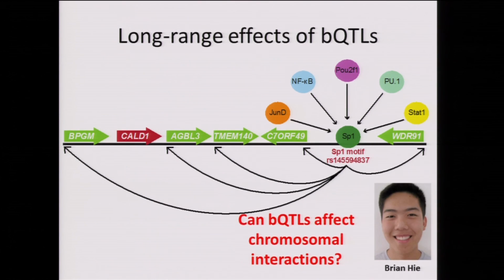So now, Brian He, who's an undergraduate in the lab, decided to ask a separate but related question. So we can see that bQTLs have effects on genes determined by their long-range interactions, as I just showed you. But a separate question is whether bQTLs can actually affect the chromosomal interactions themselves. And this is something we really didn't know what to expect for, because CTCF, this protein that I just mentioned, has a very well-established role in determining which regions of the chromosome interact with each other. But none of these transcription factors had any known role in that process as well. So whether they're bQTLs, which are affecting their binding, would affect these chromosomal interactions, we really couldn't say.